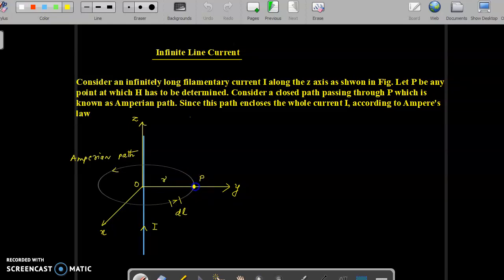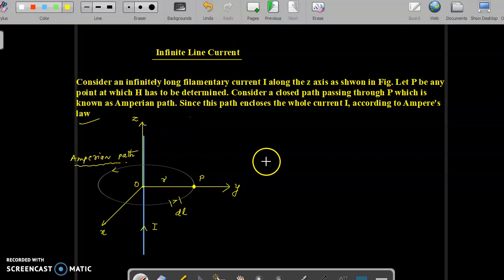P is a point at a distance r from the origin, and P lies on the xy plane. There is a circular path which passes through P. It is called the Amperean path, and dl represents a small length of the Amperean path. That is described here, and we can apply Ampere's circuital law here.